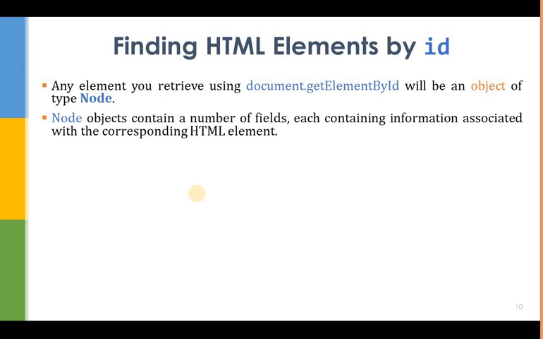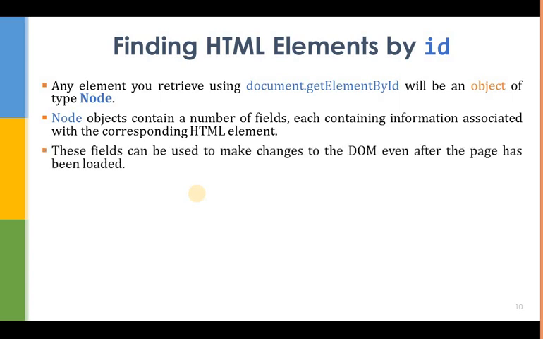A node object contains a number of fields, each containing information associated with the corresponding HTML element. So in the previous case, the returned object was of type paragraph. This x in the previous slide can contain information associated with a paragraph by all means. That means it can access its value, it can change its type, it can change the CSS styling of the paragraph tag. It can also apply some events to that particular HTML element. These fields can be used to make changes to the DOM even after the page has been loaded.